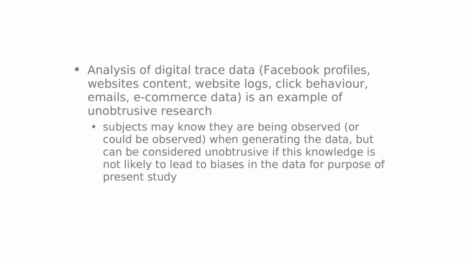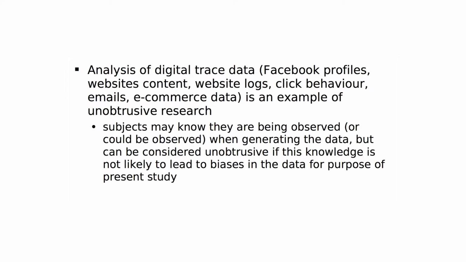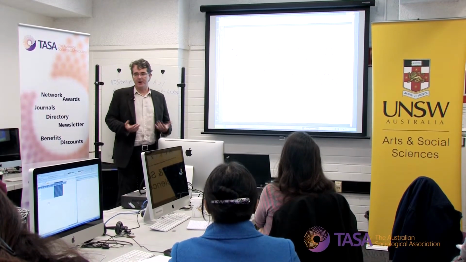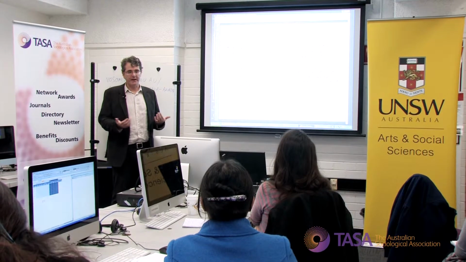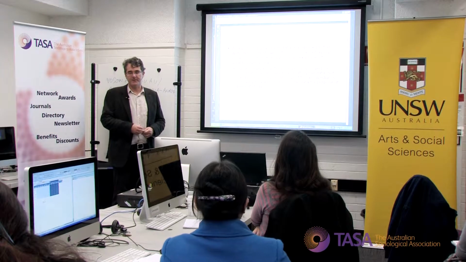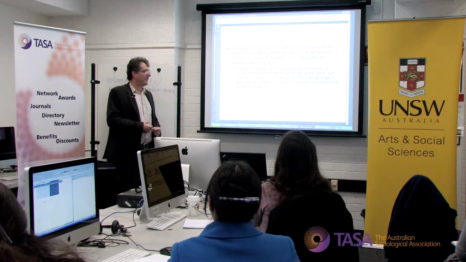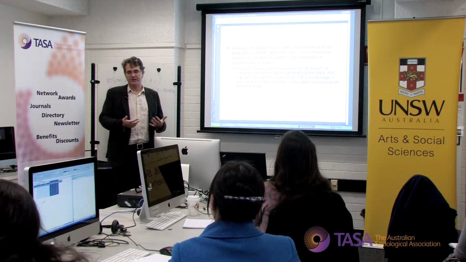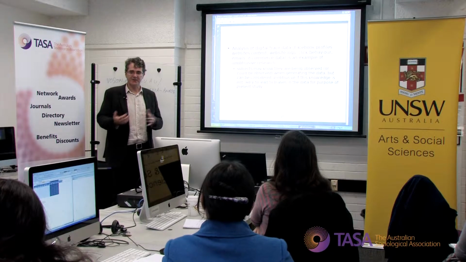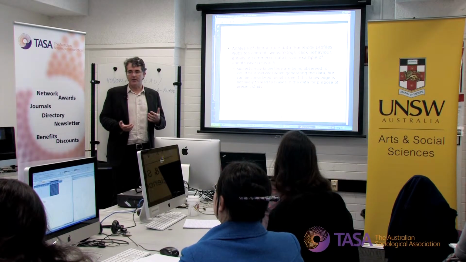So I regard analysis of digital trace data, for example, Facebook profiles, website content, click behaviour, Twitter, etc., as an example of unobtrusive research. People know when they're online, they know that their data could be getting recorded or is being recorded. We all have to sign an agreement when we sign up for our Facebook account. But the question is whether or not that knowledge actually impacts on our behaviour to the extent that it would affect the research outcomes. It all depends on what you're studying.